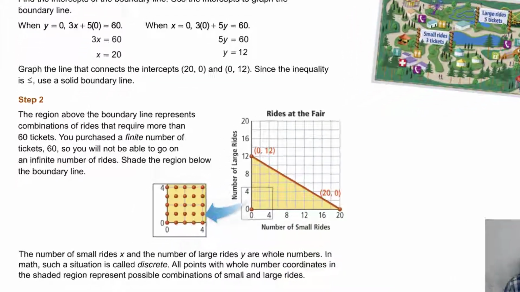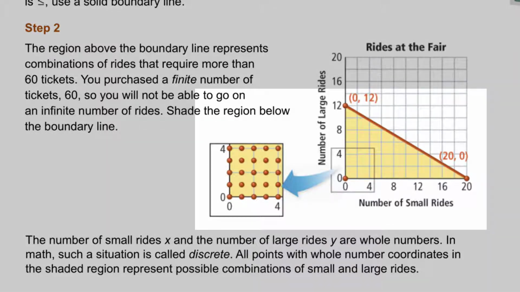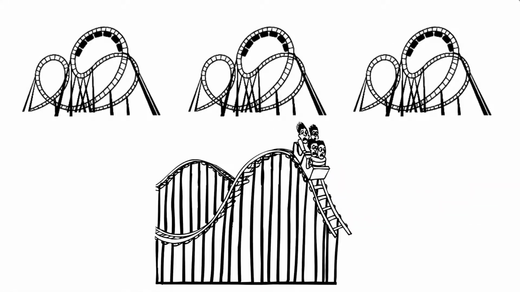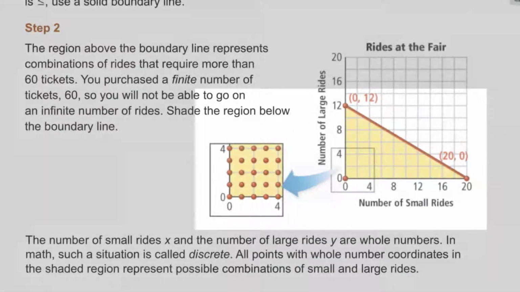So we can see a blown up image here with points shaded representing whole numbers or numbers of rides that you could go on with 60 tickets. The thing to note here is you couldn't go on 3.5 rides. That doesn't make sense in this situation. So only whole numbers are reasonable solutions.